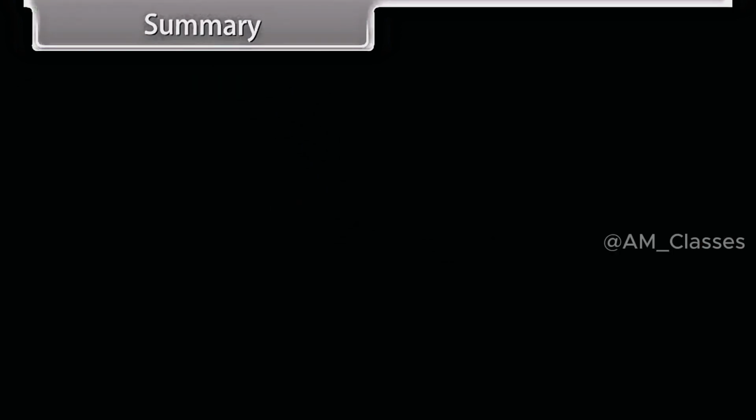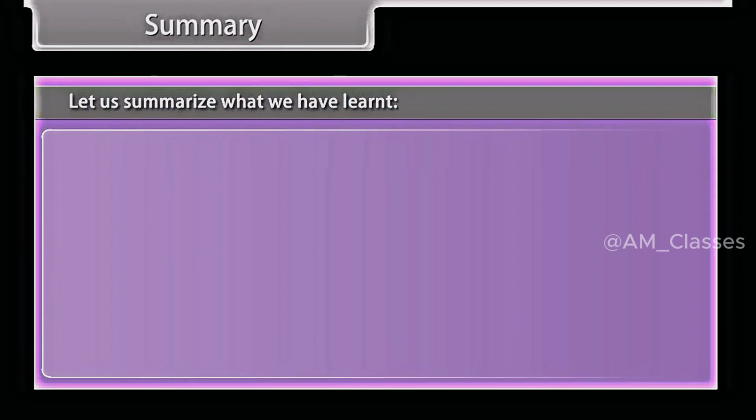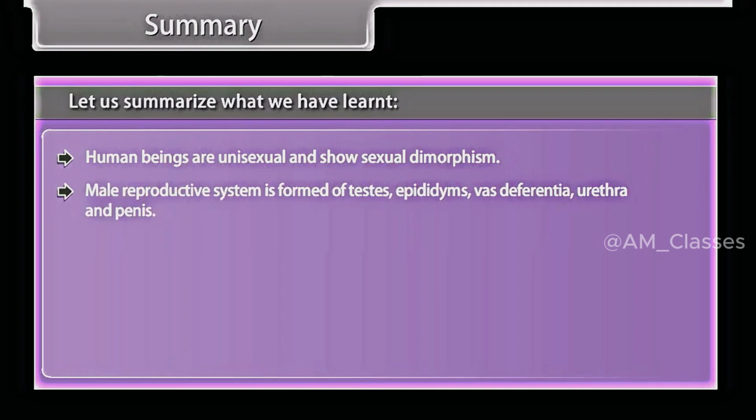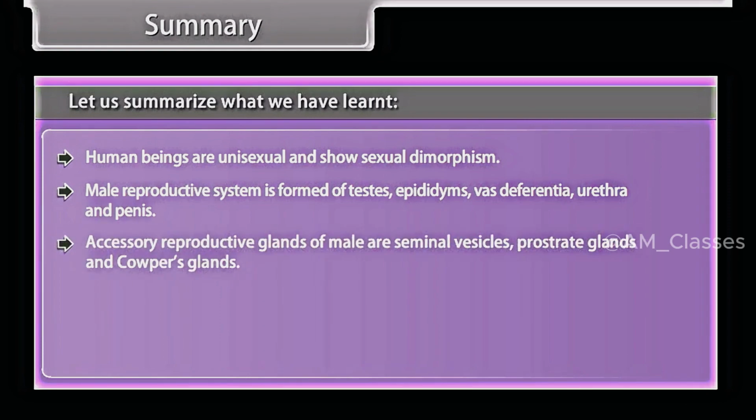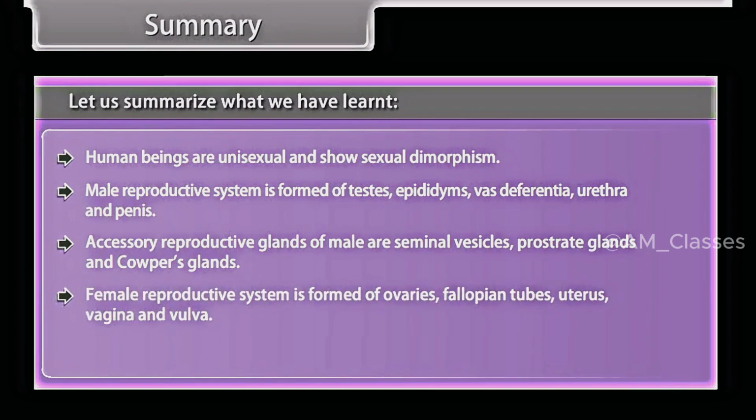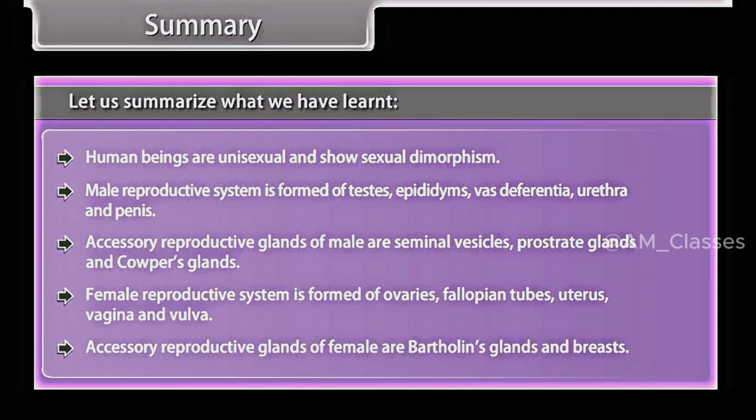Summary. Let us summarize what we have learned. Human beings are unisexual and show sexual dimorphism. Male reproductive system is formed of testes, epididymis, vas deferens, urethra and penis. Accessory reproductive glands of male are seminal vesicles, prostate glands and Cowper's glands. Female reproductive system is formed of ovaries, fallopian tubes, uterus, vagina and vulva. Accessory reproductive glands of female are Bartholin's glands and breasts.